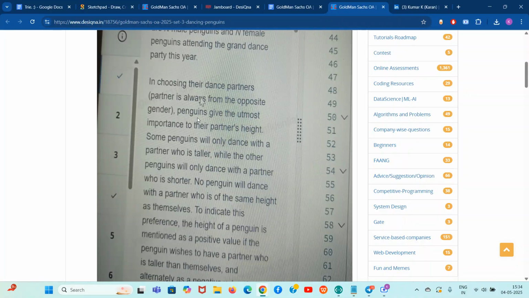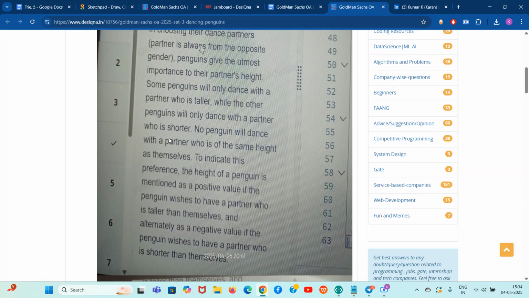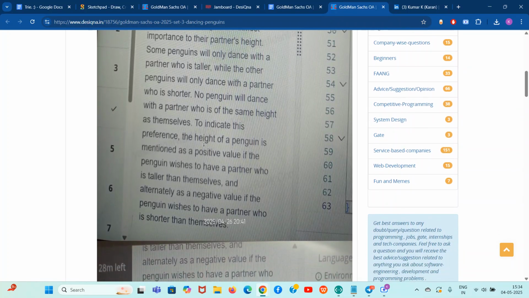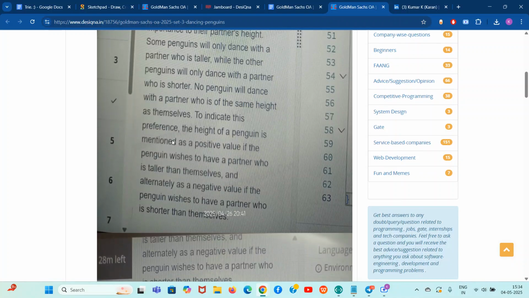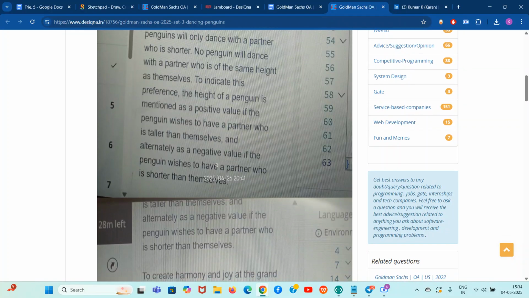Penguins give the utmost importance to their partner's height. Some penguins will only dance with a partner who is taller, while other penguins will only dance with a partner who is shorter. No penguin will dance with a partner of the same height as themselves. To indicate this preference, the height of a penguin is given as a positive value if the penguin wishes to have a partner who is taller than themselves, and negative otherwise.